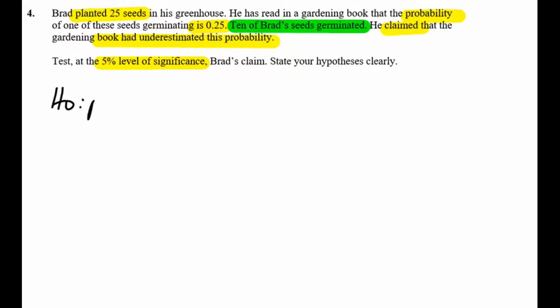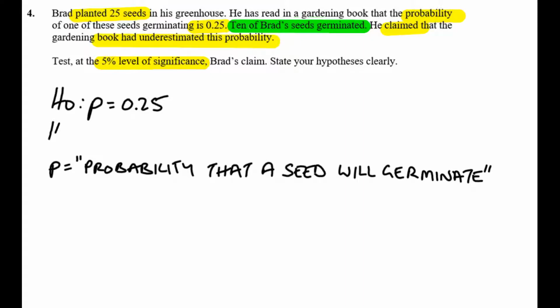The null hypothesis is that the book was correct and it was 0.25. What does 0.25 represent? It's the probability that a seed germinates. Okay, the alternate hypothesis. Brad is claiming that actually the book underestimated the probability. If they've underestimated, the probability is actually greater than 0.25. So the probability being greater than 0.25.